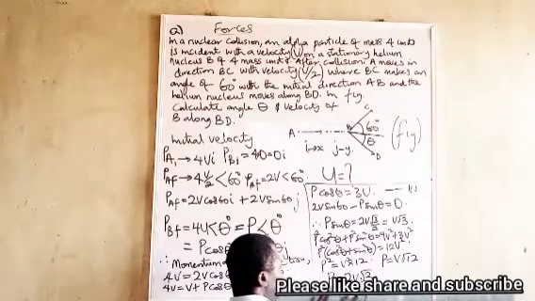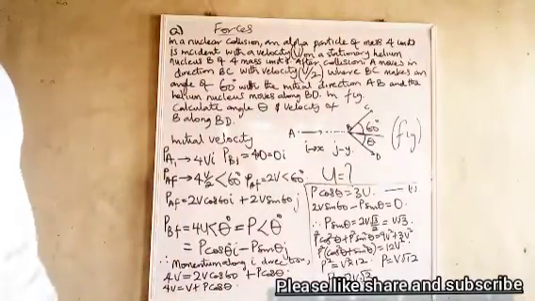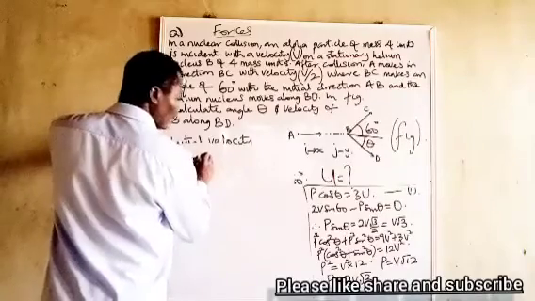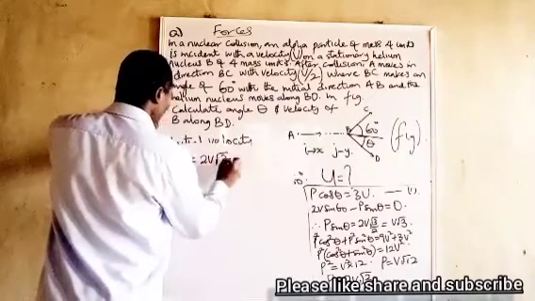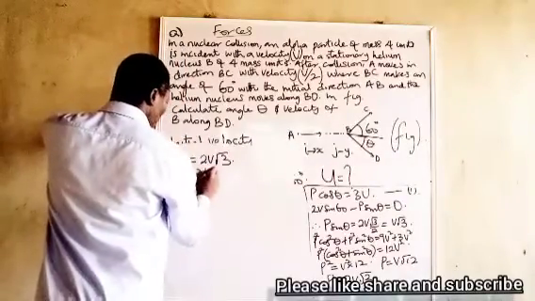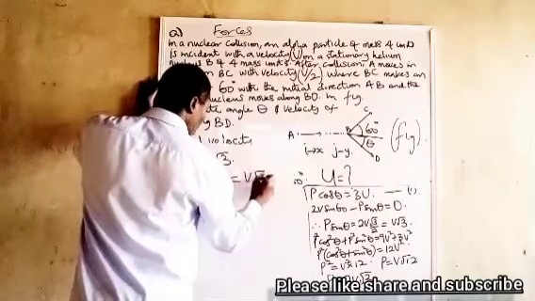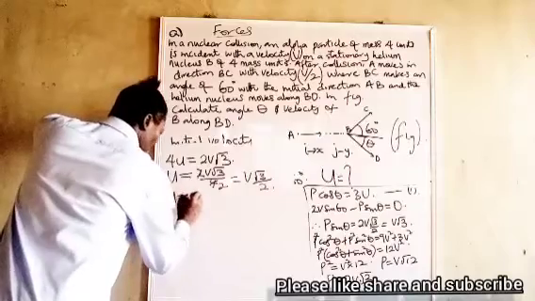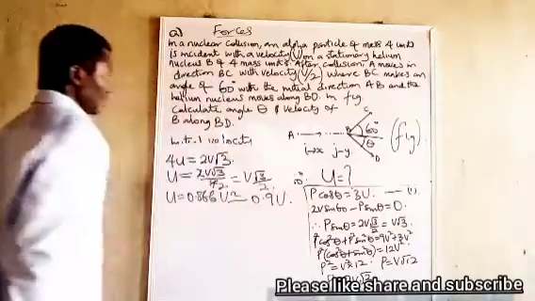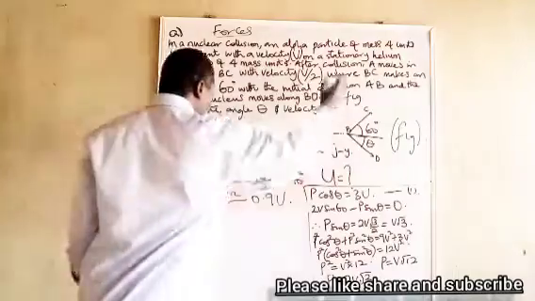Now let's get u. This is 4u is equal to 2v root 3. Therefore, u, that is the velocity of b along that direction, is equal to 2v root 3 over 4. That is v root 3 over 2. Therefore, u is equal to 0.866v, approximately 0.9v. So it moves with 0.9v along this direction and v over 2, 0.5v along the other direction.